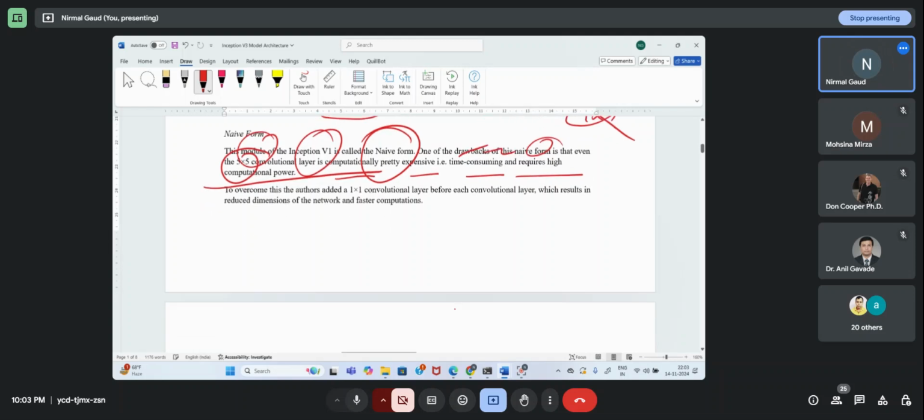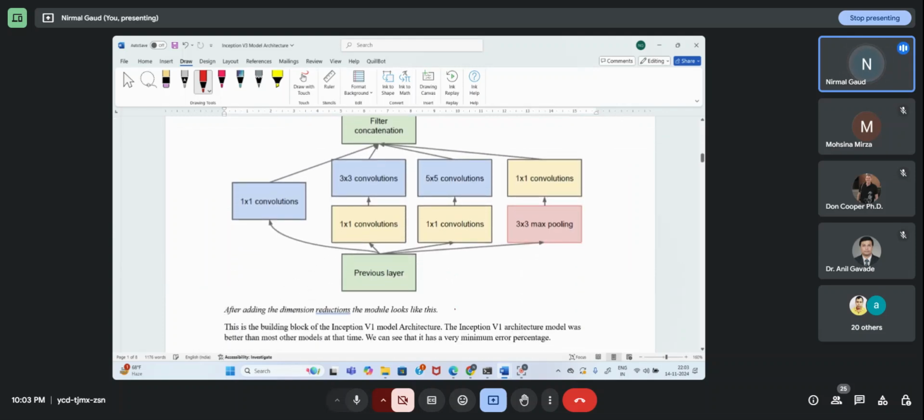It is computationally expensive. So to overcome this, the authors of the research added a 1x1 convolution layer before each convolution, and they gave a new architecture. That means from the previous layer, now 1x1, 1x1, 1x1. Give this to 3x3, then give this to 5x5, but before that use 1x1, then give to 5x5. Then again 1x1, and then all the results are concatenated. Now the ideology has changed. Because of overfitting, we are changing the ideology.